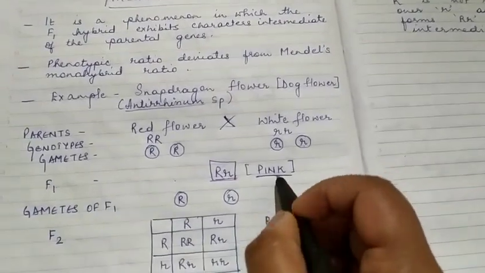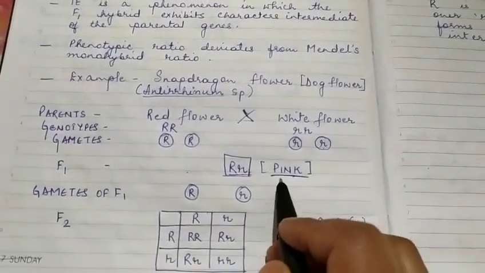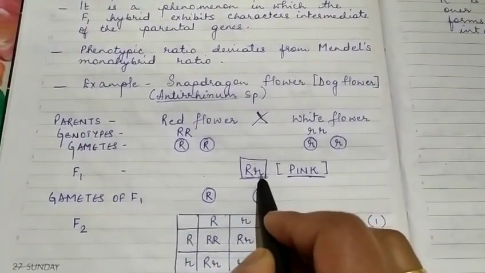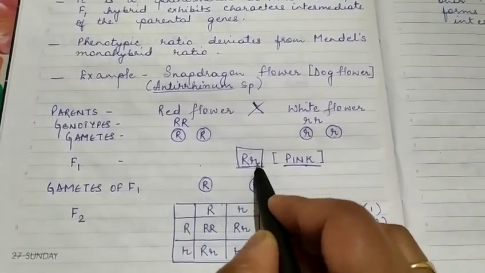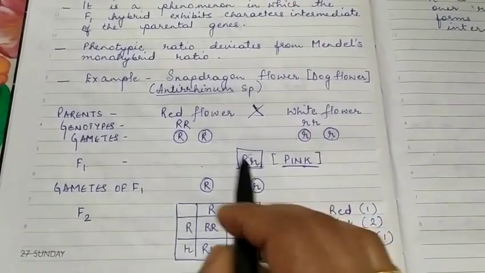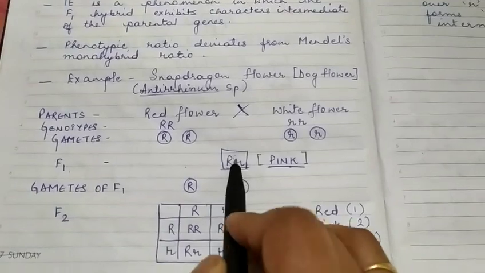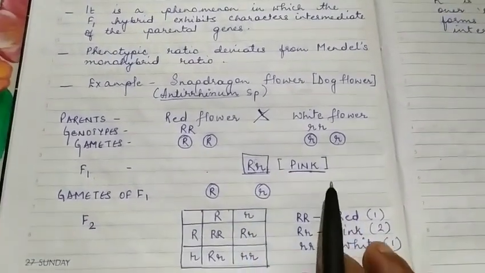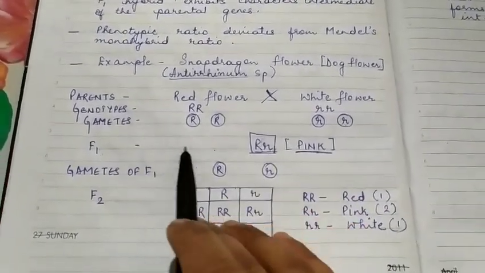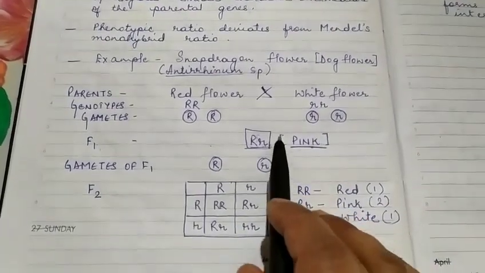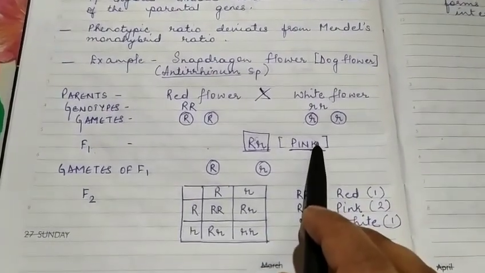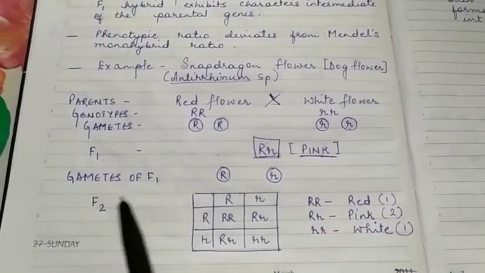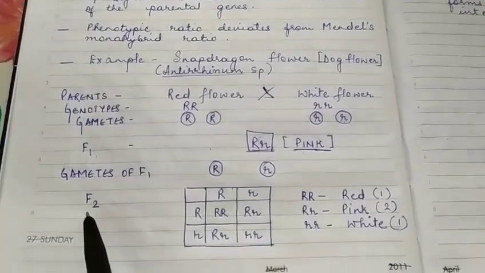Here a pink flower bearing plant grew out of the seeds that developed from the F1 offspring. So all the plants of the F1 generation were pink flower bearing plants. Next, they also carried out the F2 cross.